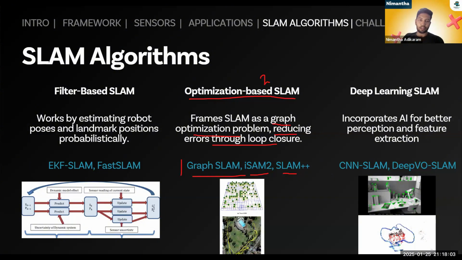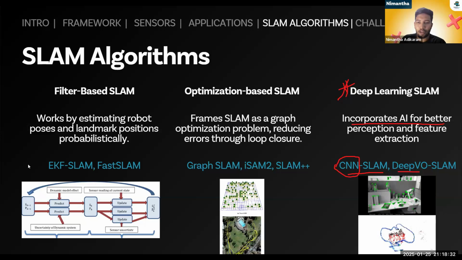Moving on to deep learning SLAM, it incorporates AI for better perception and feature extraction. We will use CNN, the convolutional neural network, so there can be a SLAM with that. And deep visual odometry SLAM is there. There are several SLAM approaches, and this one is really, really famous in the world as well: deep learning SLAM.